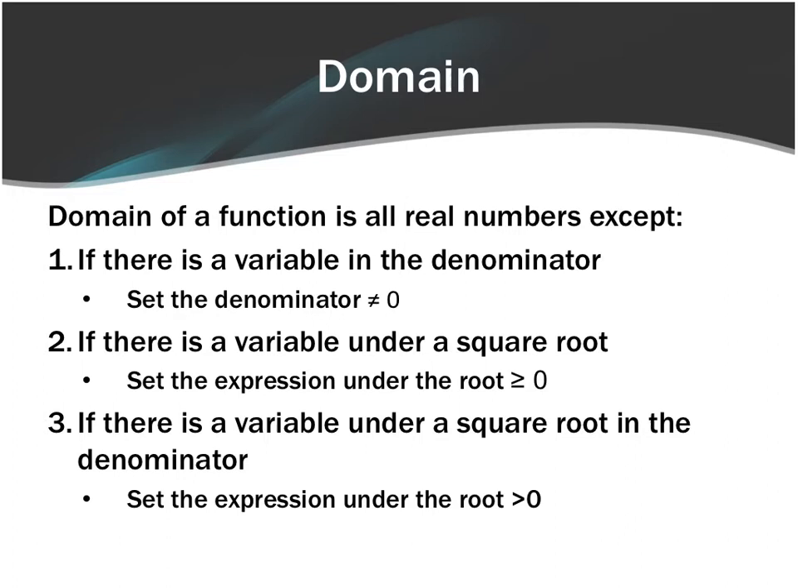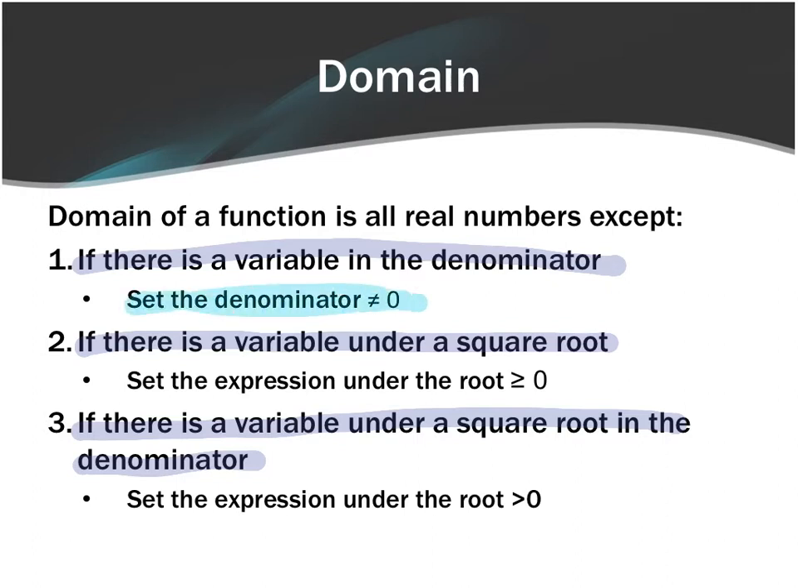And the domain of a function is all real numbers except if one of these three cases happen. If there's a variable in the denominator, if there's a variable under a square root, or the combination, if there's a variable under the square root in the denominator. If none of those three things happen, the answer is all real numbers. If one of those three things happen, then you follow what it is. If there's a variable in the denominator, then we say the denominator cannot equal 0. And those are the values that x cannot equal because it would be undefined.